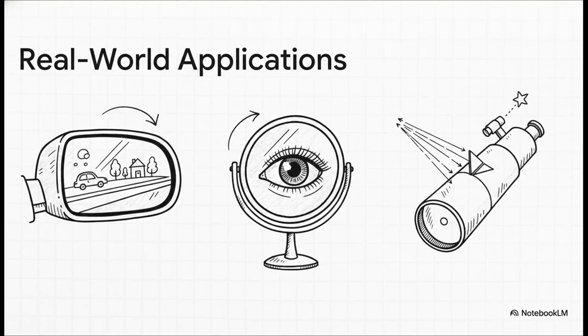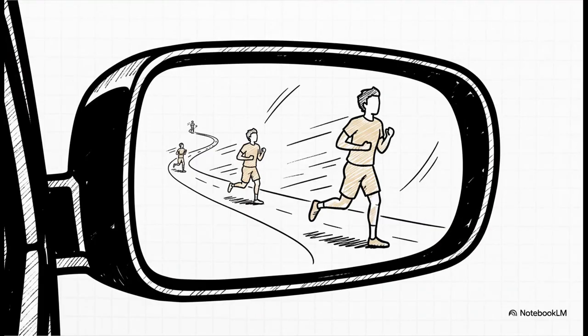So why do we care about any of this? Because these principles are literally everywhere you look. That side view mirror on your car, that's a convex mirror, giving you that wide view to keep you safe. A magnifying or makeup mirror, that's a concave mirror, creating a big virtual image of your face. And the huge telescopes peering into deep space, they use giant concave mirrors to gather light from stars billions of miles away.